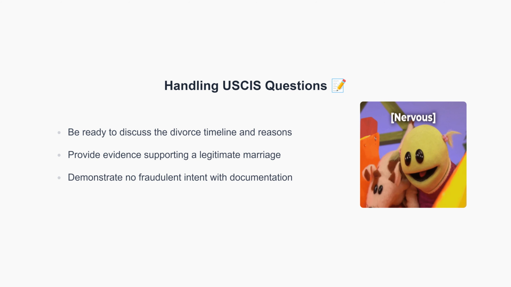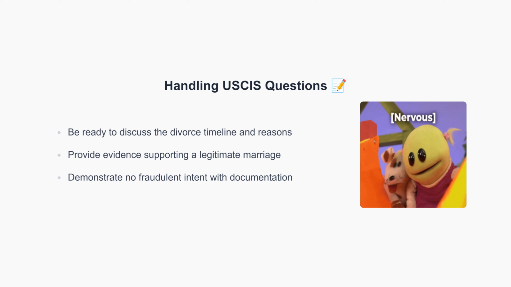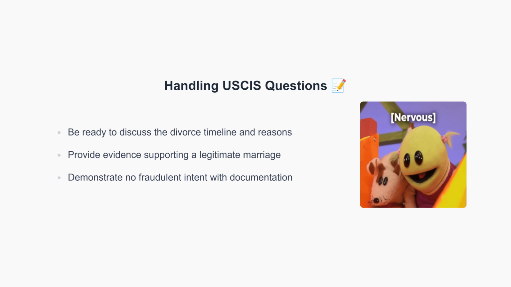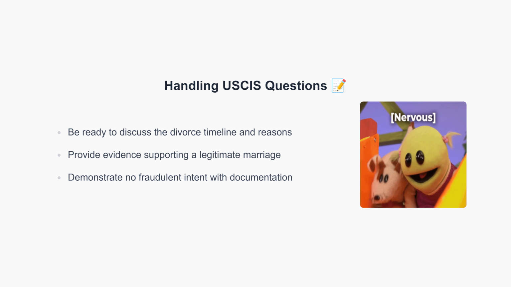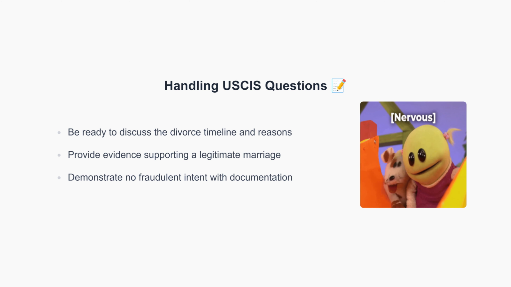Next, let's talk about preparing for questions from USCIS. When you apply for citizenship, USCIS may inquire about the divorce. Be ready to discuss the timeline and reasons for the divorce. Provide evidence supporting the legitimacy of the marriage, and demonstrate that there was no fraudulent intent. Documentation, such as communication records or personal testimonies, will be vital.